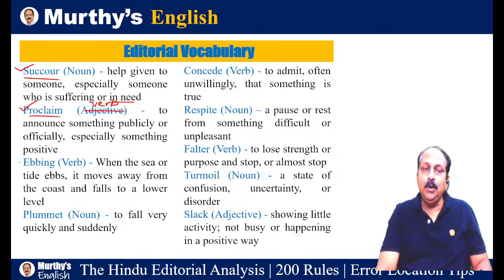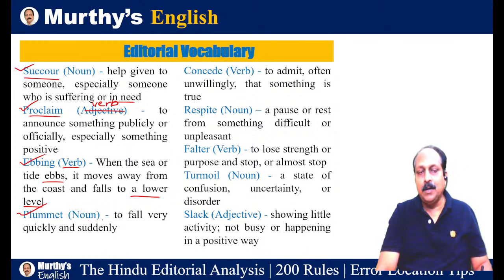Ebb goes with the ocean, the water, the tides. So ebbing, ing form, ebb is a verb. It can be a verb, it can be a noun. When the sea or tide ebbs, it moves away from the coast and falls to a lower level. So, in the context of the editorial, exports going down, that's what it means. Nothing to do with the ocean, nothing to do with the sea.